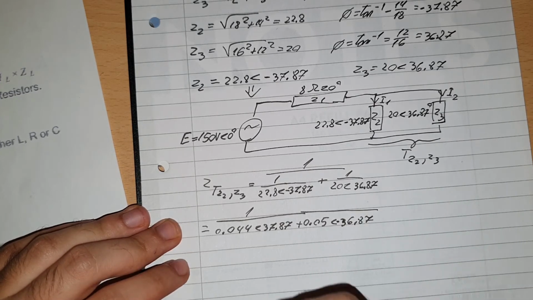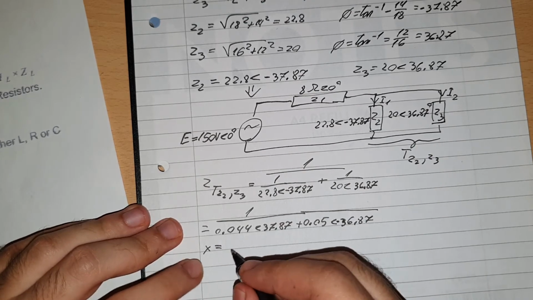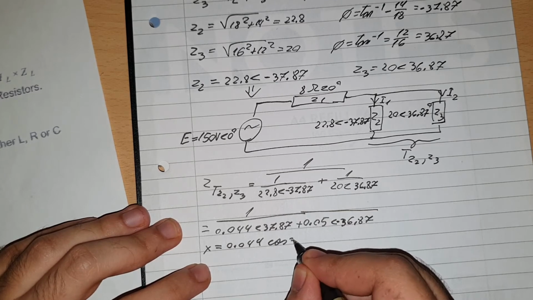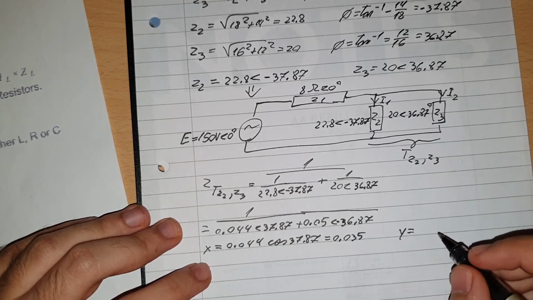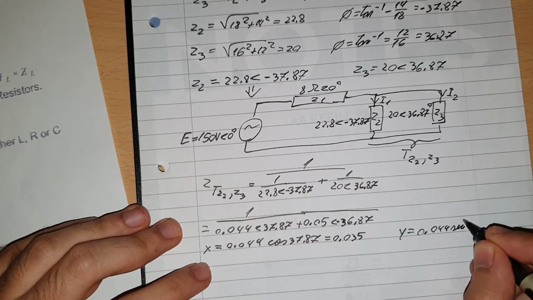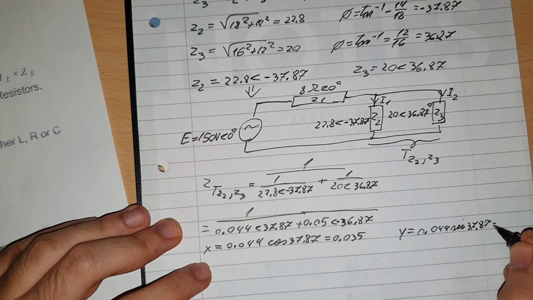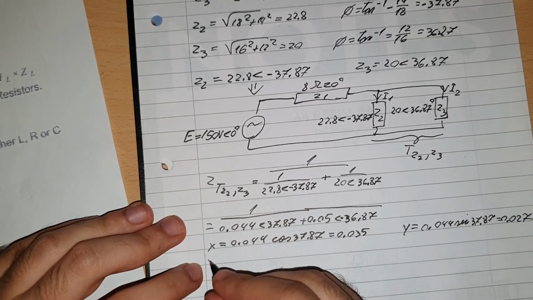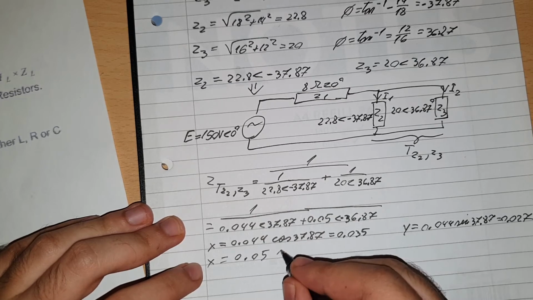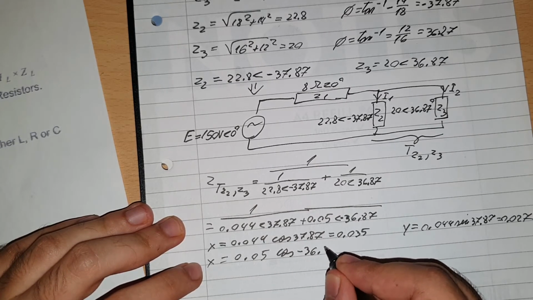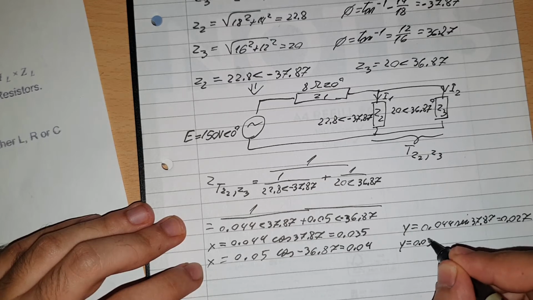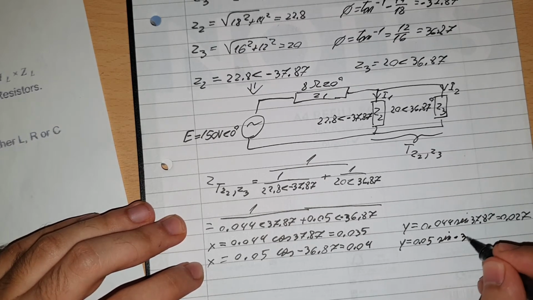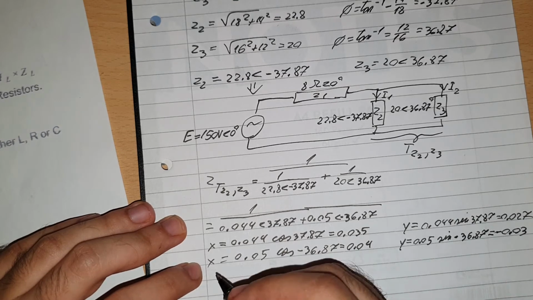We need to make it in rectangular form, so x is equal to 0.044 cosine 37.87, which is equal with 0.035, and y is equal with 0.044 sine 37.87, that's equal with 0.027. X is equal with 0.05 cos minus 36.87, and that's equal with 0.04, and y is equal with 0.05 sine minus 36.87, and that is equal with minus 0.03.